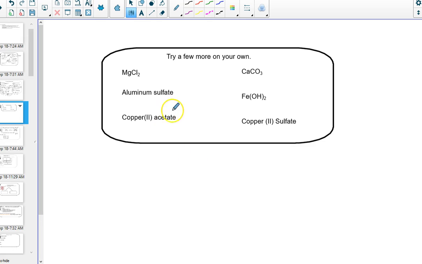Okay, now I'm going to start going through some examples. You should have already tried these. I'm just going to flip back and forth between the names and the formulas. This is just magnesium chloride.